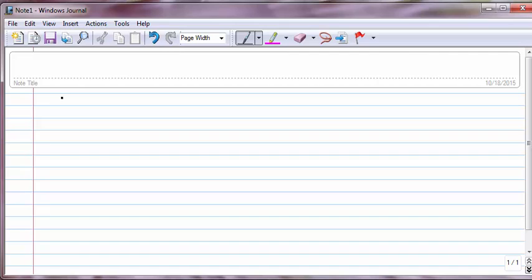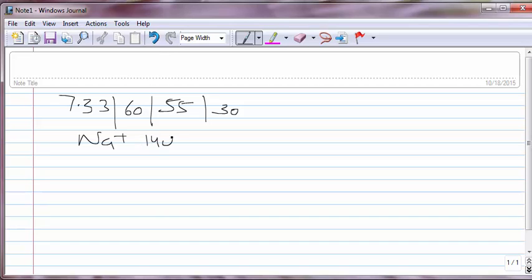Right, so pH is 7.33, PCO2 is again 60, PO2 of 55, and bicarb of 30. Sodium 140 and chloride 102. Right, first step is calculate anion gap. Anion gap would be 140 minus 132, so that is 8, which is pretty normal. Delta gap would be again less than 0 or 0, so we don't have an anion gap metabolic acidosis here.